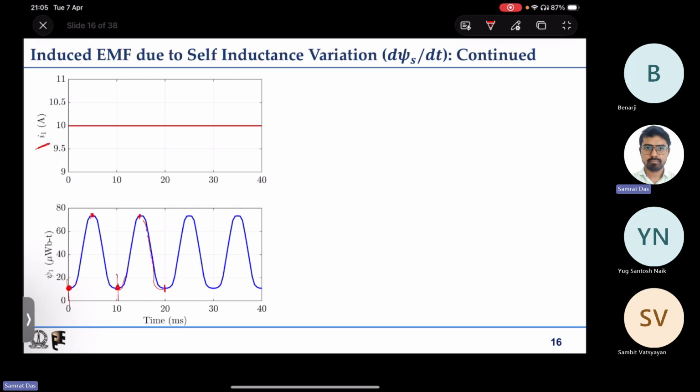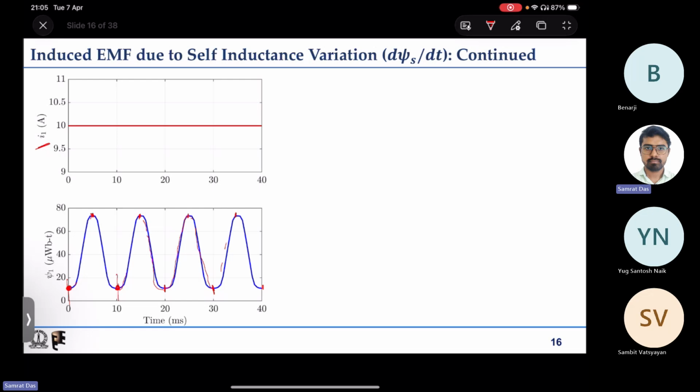The rotor has rotated by 90 plus 90, 180 degrees. Then again the rotor rotates, reaches peak, and comes back. The rotor has rotated by 270 degrees, and again another one, total 360 degrees.